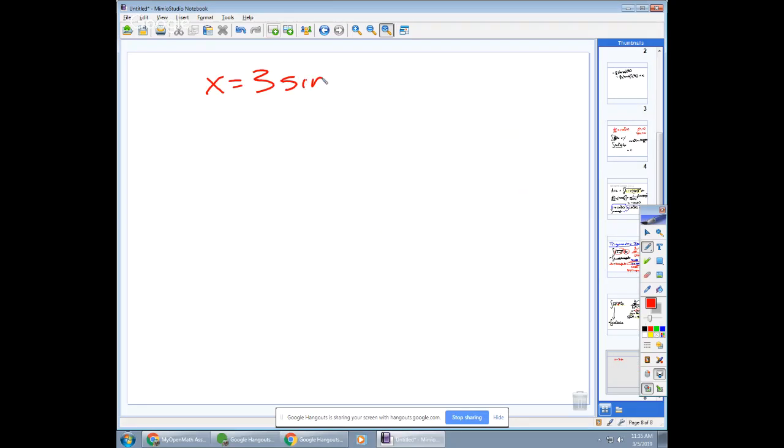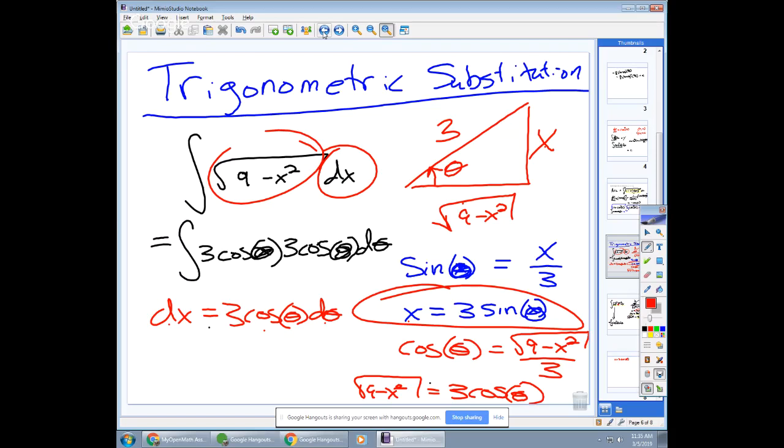Wait, how did you get that? How did I get x equals 3 sine theta? Yeah. Back 2 pages. When I drew this triangle right here, the sine of theta is opposite over hypotenuse. So that means sine is x over 3. Oh, you just, okay. Multiply the 3 over. Yeah. So another way to think about it with trigonometry, the radius just scales the sine function up or down, whichever way it goes.